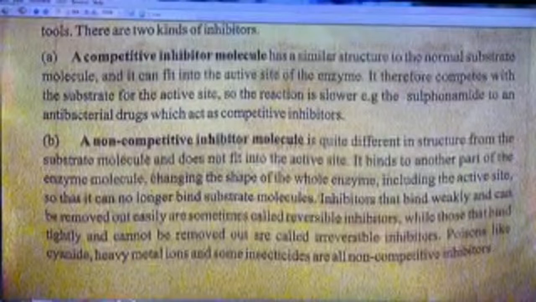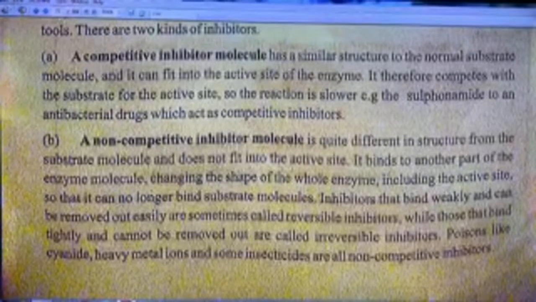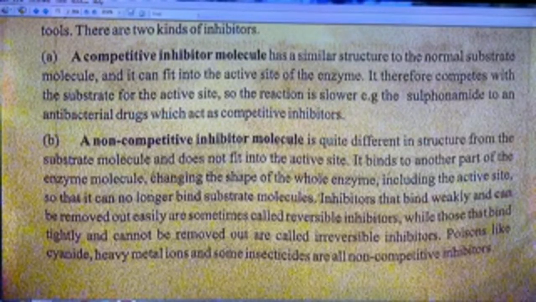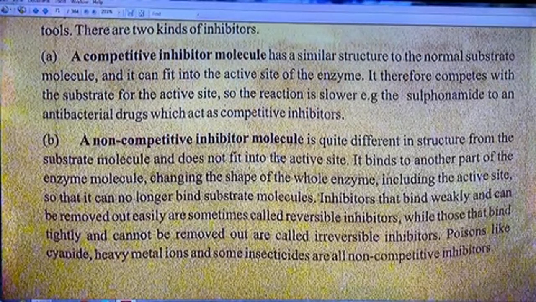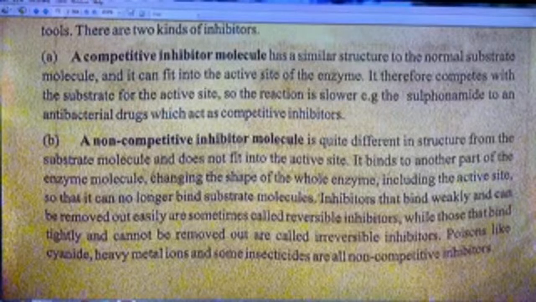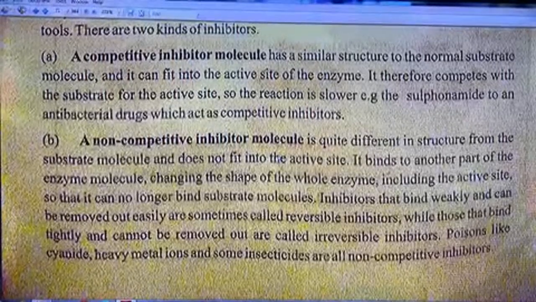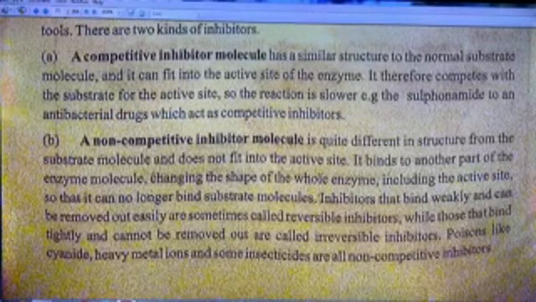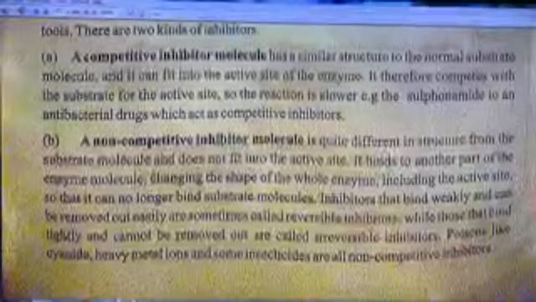A non-competitive inhibitor molecule is quite different in structure from the substrate molecule and does not fit into the active site. It binds to another part of the enzyme molecule, changing the shape of the whole enzyme, including the active site, so that it can no longer bind substrate molecules. Inhibitors that bind weakly and can be removed easily are sometimes called reversible inhibitors, while those that bind tightly and cannot be removed are called irreversible inhibitors. Poisons like cyanide, heavy metal ions, and some insecticides are all non-competitive inhibitors.